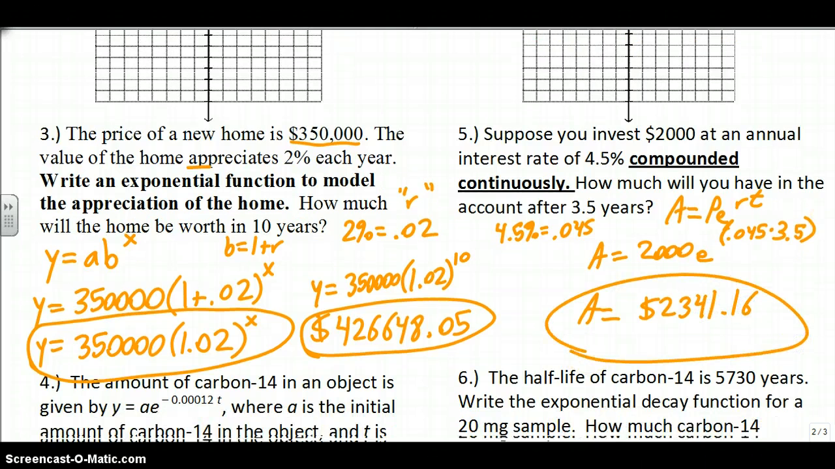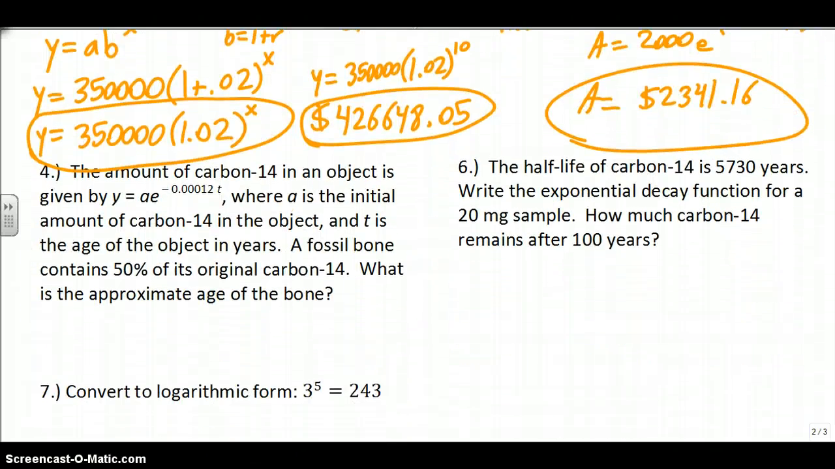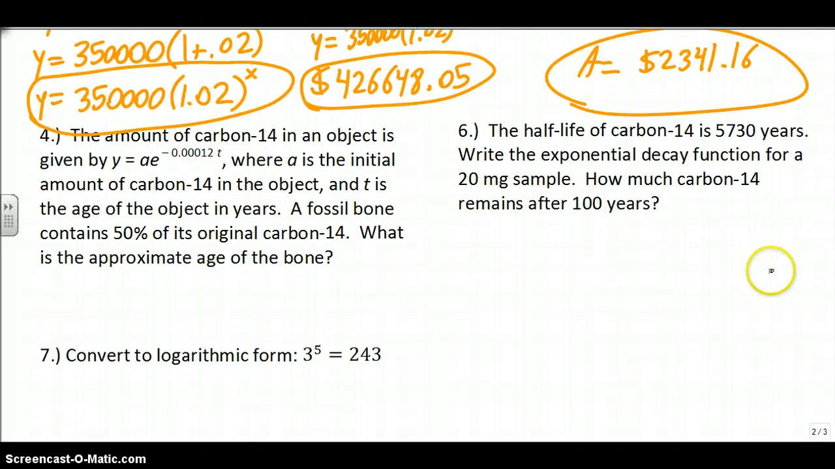All right. Oh, I did them out of order. It's okay. Number 4 here, the amount of carbon-14. I did this one in class, and an object is given by this equation. Not a nice equation, but that's okay. A fossil bone contains half of its original carbon-14. Let's pretend that this thing had just 2 whatever units of carbon-14. If half of it is left, how much am I going to have now? Well, I'm going to have 1.